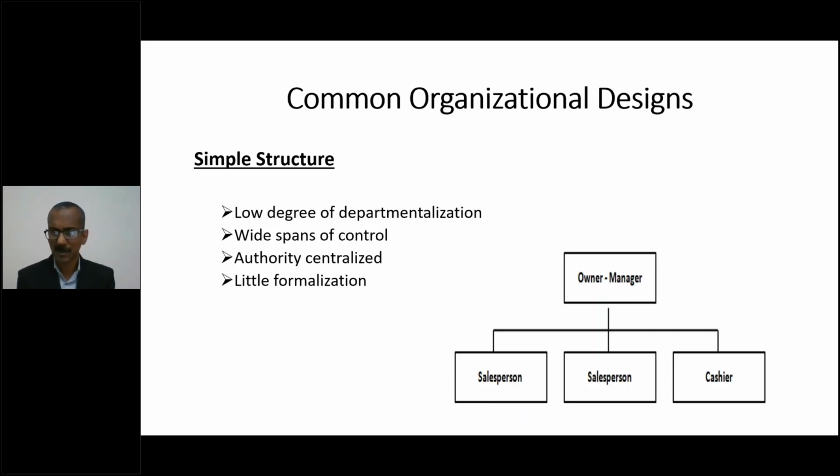Authority is centralized because the owner or the manager only makes decisions. There is little formalization. Rules and regulations are not that much. So it is a simple structure. So where do you find this kind of structure? In most of the small businesses, you find this kind of a structure, simple structure.